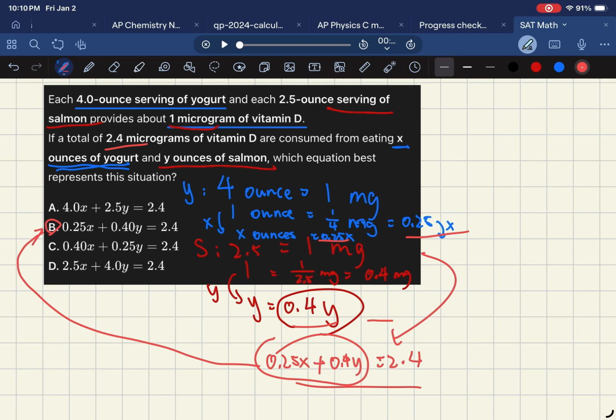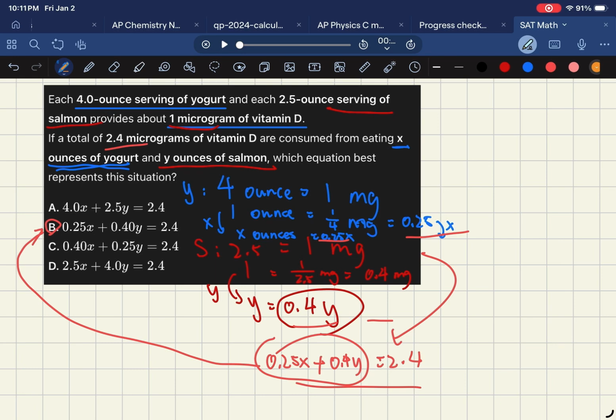One of the typical traps they have is that they just put the original numbers from the question into the answer choices. For example, A is a typical trap because it has all the numbers in the question: the 4 which appears here, a 2.5 here, and a 2.4 here. These are all trying to trick you, so don't be mistaken by these.